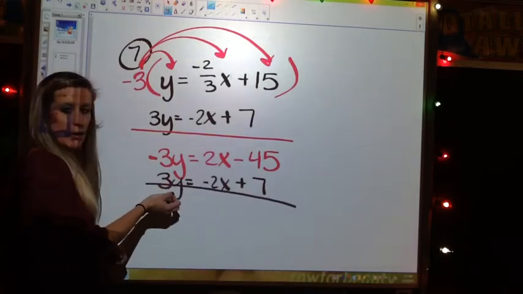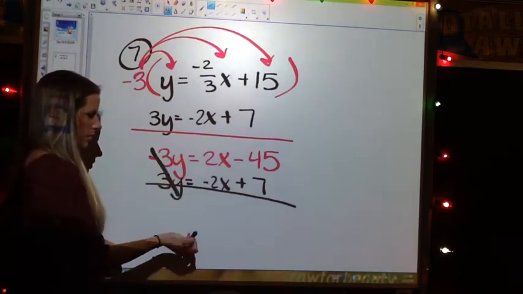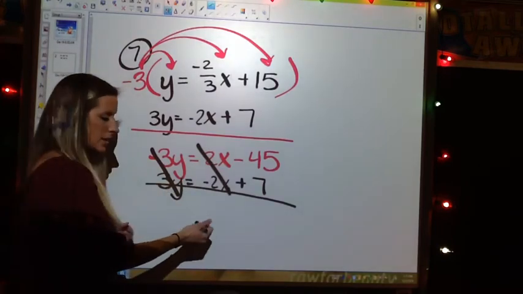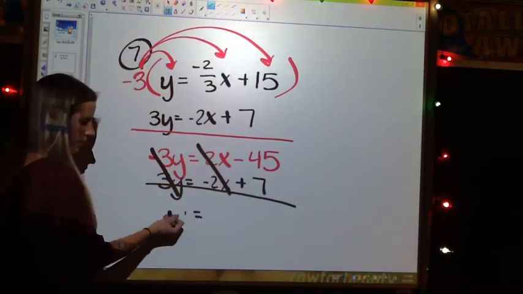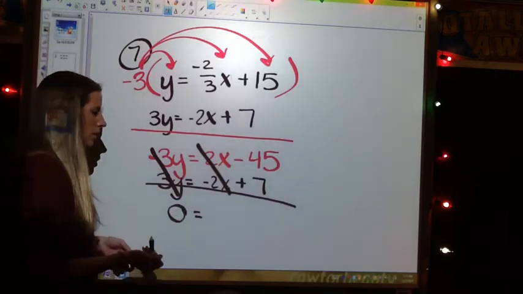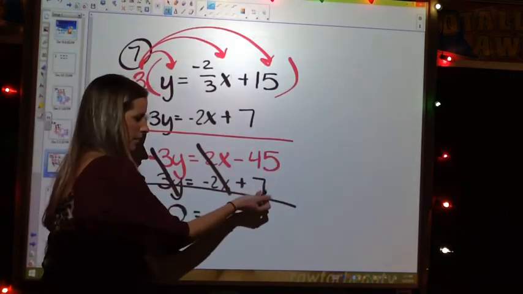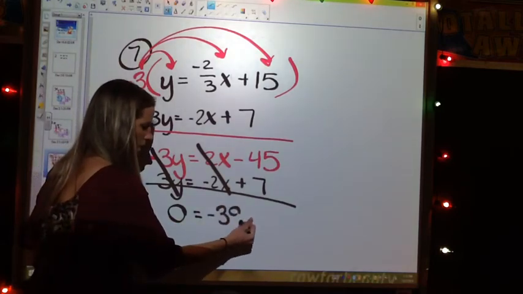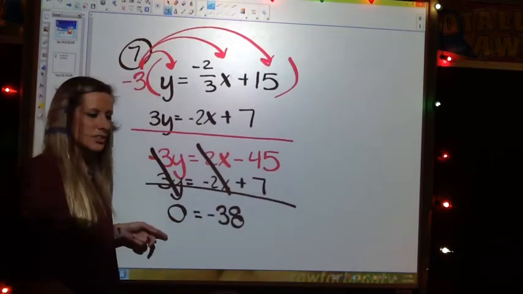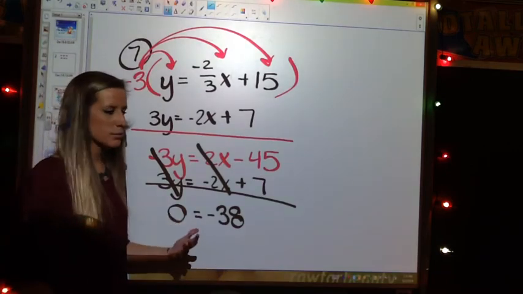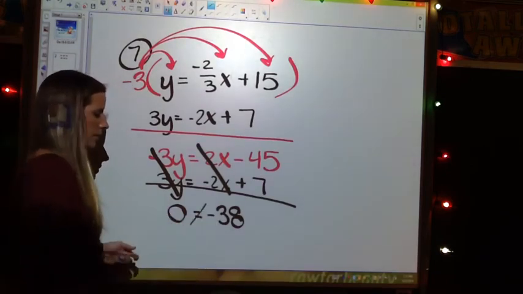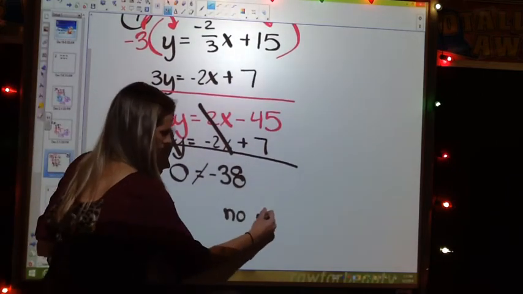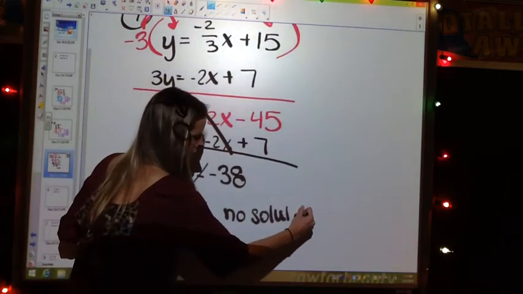Okay, so now our y's will cancel. Our x's will cancel. So on this left side of the equal sign, we don't have anything. So we're going to put a 0. On the right side, we have negative 45 plus 7, which is negative 38. Now 0 doesn't equal negative 38. That's impossible. So it's not true. So we have no solution for these two lines.